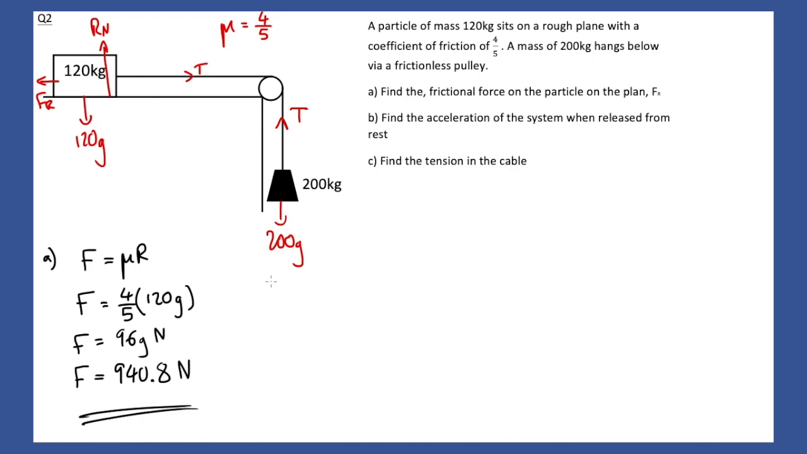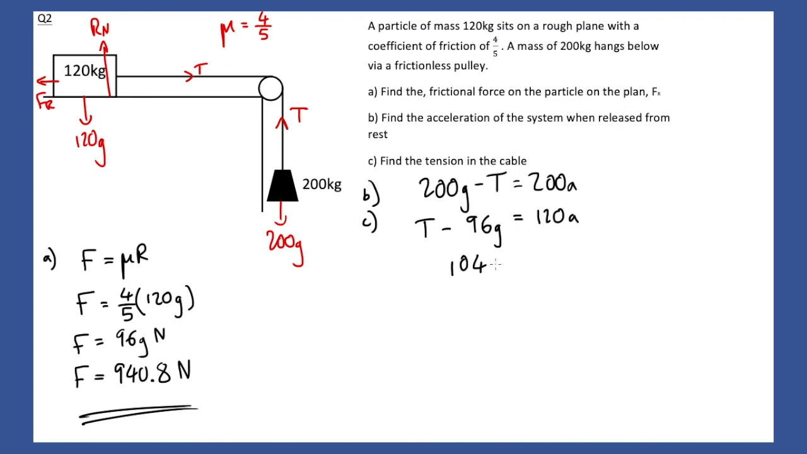Okay, questions B and C. We're going to use our simultaneous equations. So we'll start with 200g minus T equals 200a. Then T minus our friction, which is 96g, equals 120a. The reason I'm using 96g is because this up here is in 200g, so comparing these two is going to be a little bit easier. Okay, we combine them. 200g minus 96g is 104g, equals 320a.